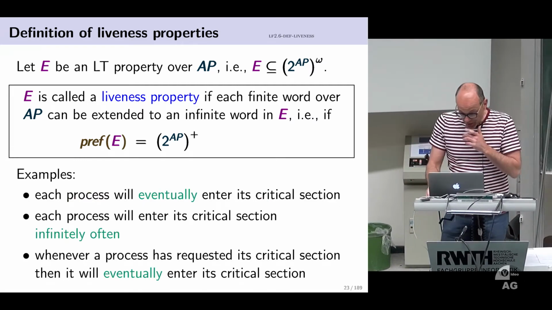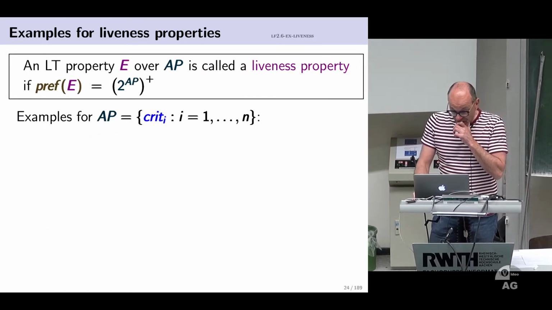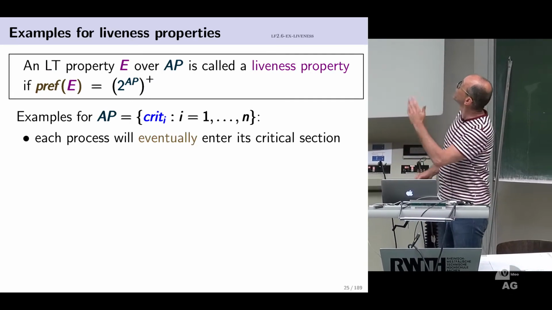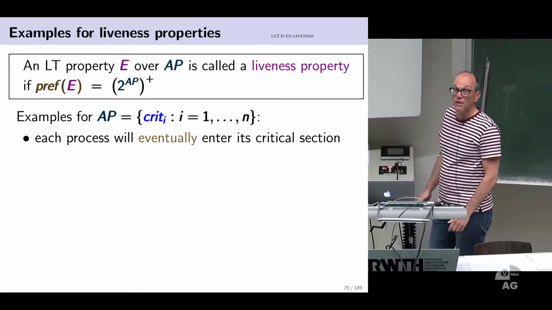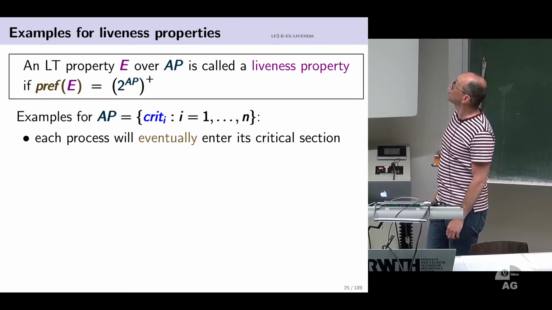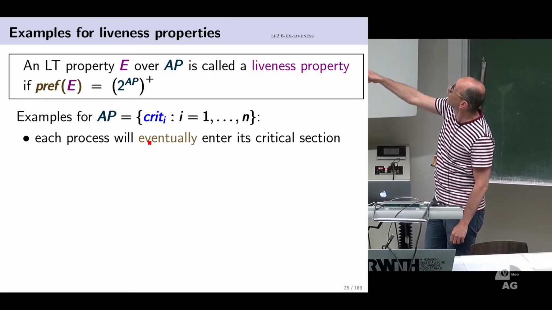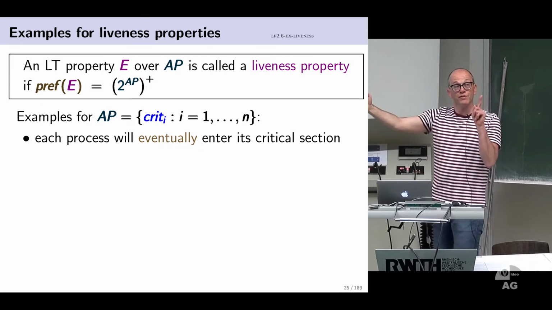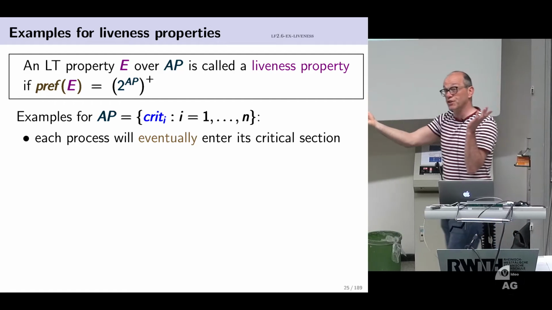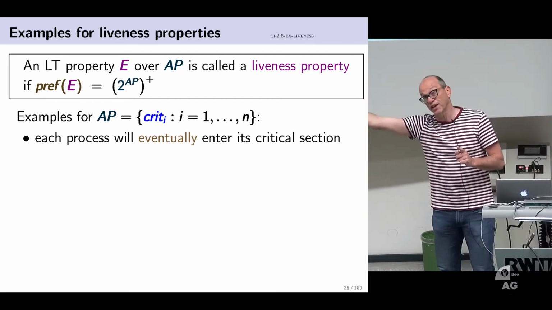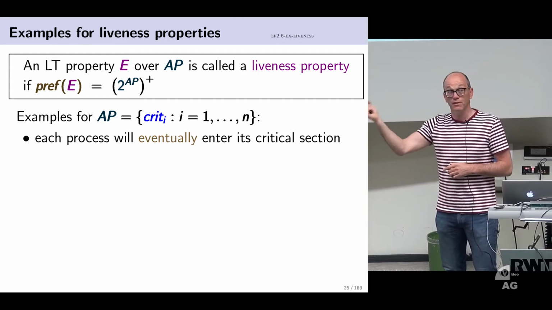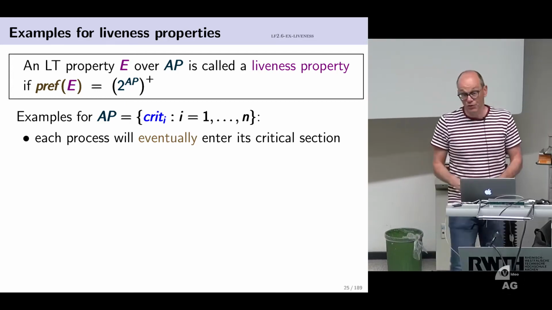Good, and we have seen already quite some examples. So here is an example of a critical section. Each process will eventually enter its critical section is something which is typically a liveness property, and again this is eventually. If you give me a finite prefix in which the process has never been in the critical section, you can always extend it by adding one action or one state in which it has just entered the critical section.